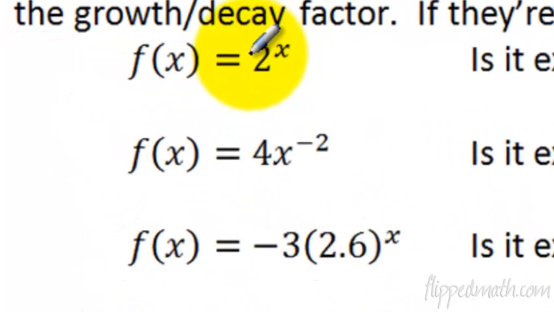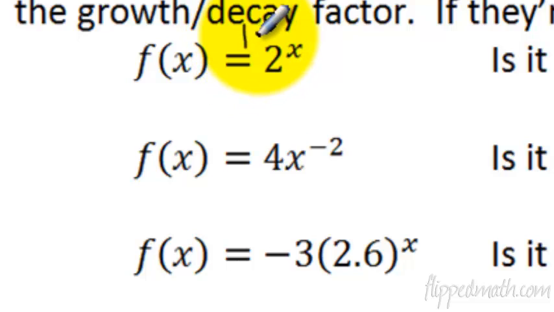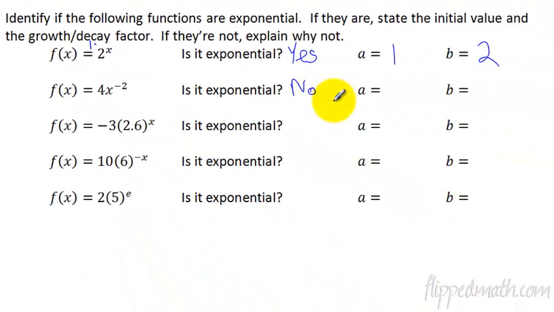See, this is a base 2, and you don't see it, but there's a 1 times in front of this thing, so a is 1. Is number 2 here exponential? This one is not, and it is not exponential because the variable is not in the exponent. Remember, to be exponential, the variable has to be in the exponent.